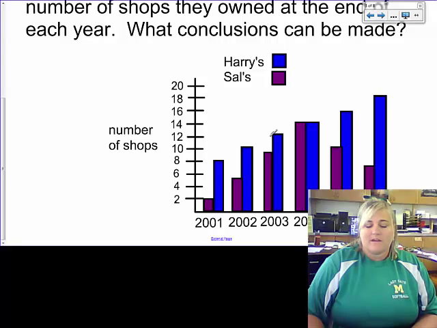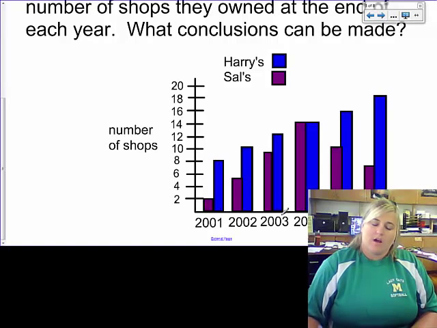So this is a double bar graph because we have double bars at each time, and the blue bars are all Harry and the purple bars are all Sal. And you can see along the vertical or the y-axis that this is the number of shops, and across the x-axis or the horizontal axis are the years. So in 2001 we can see that Sal had 2 shops, Harry had 10 shops.